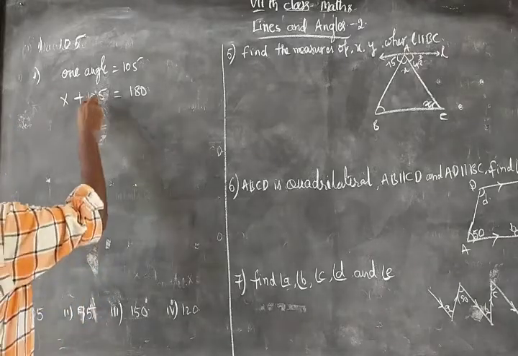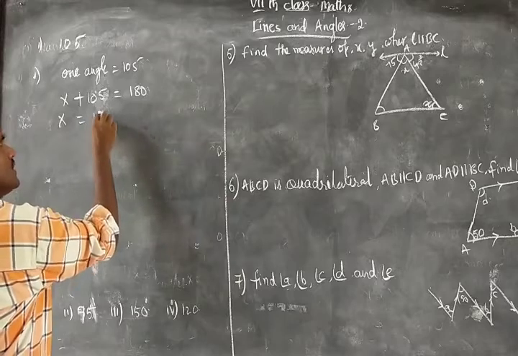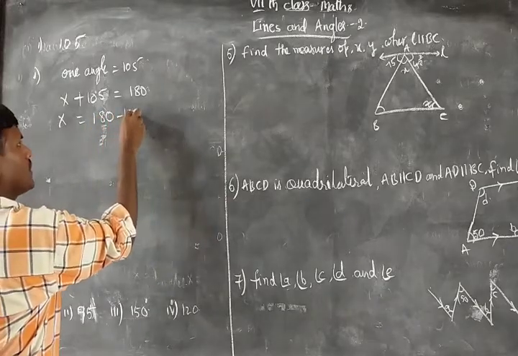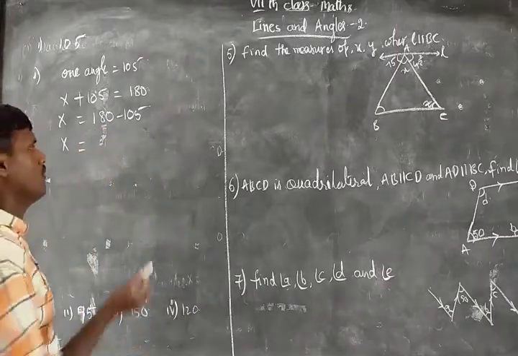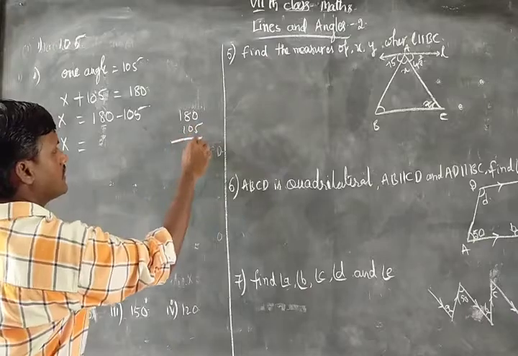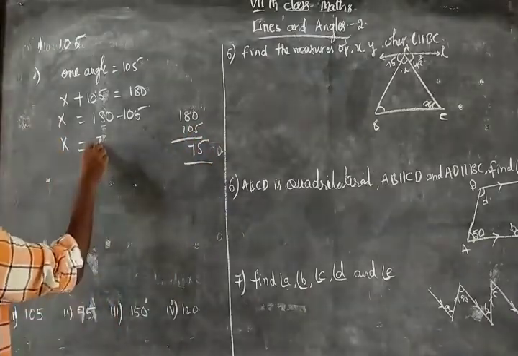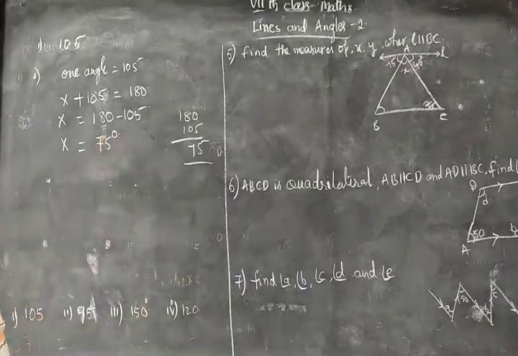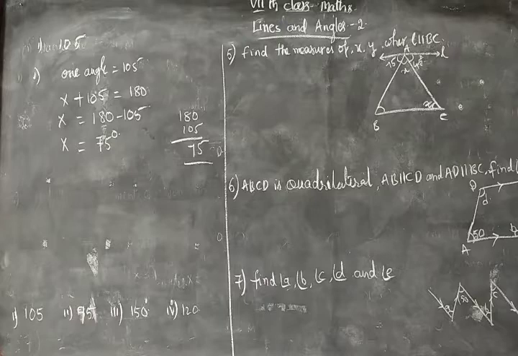So I use it to write that x is equal to 180 minus 105, since plus 105 becomes minus 105. Then x is equal to the difference between 180 and 105, which is 75. So we can write 75 degrees. If one angle is 105 degrees, we can find that the other angle is 75.